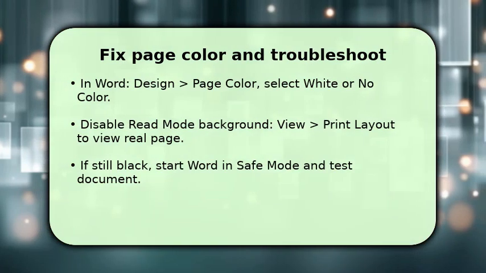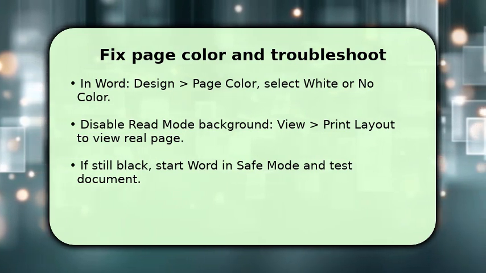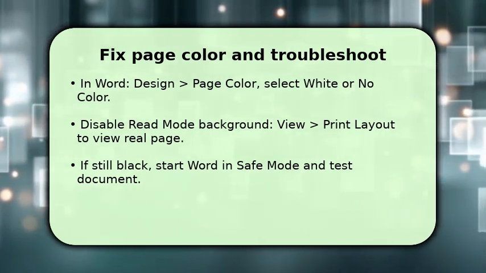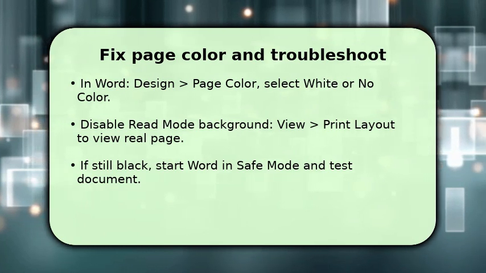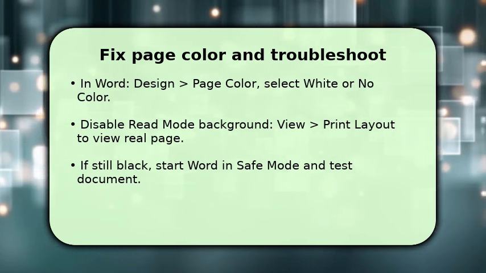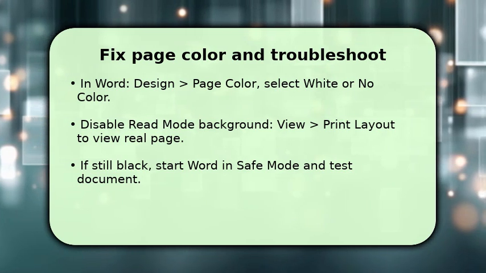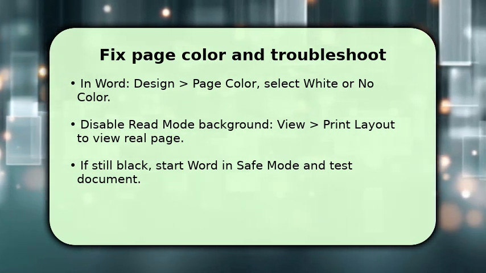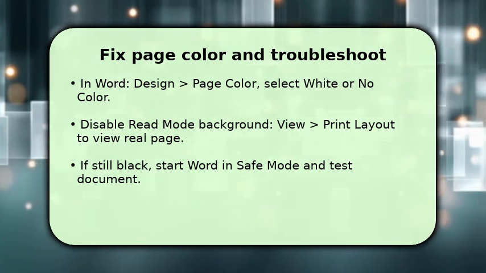To finish, explicitly set the page color. Go to Design Page Color and choose White or No Color so the canvas is restored. Then switch to Print Layout View under View to ensure you're seeing the actual printable page rather than a reading mode theme. If the background persists, open Word in Safe Mode to rule out add-ins or templates. You can start Safe Mode by holding Control while launching Word or using the /safe switch.